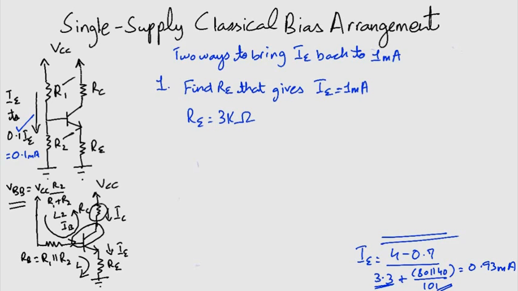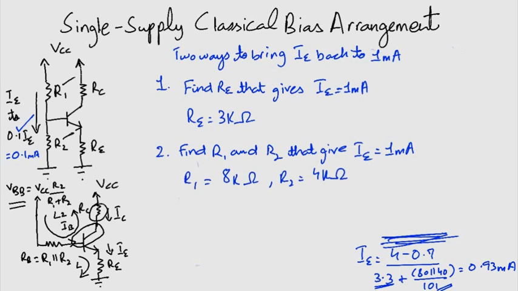Now in the second method, we change R1 and R2 to give us IE equals 1 milliampere. Again we use this equation. This gives us R1 equals 8 kilo ohms and R2 equals 4 kilo ohms. Now remember that RE does not have to be changed in the second method, and in the first method R1 and R2 need not be changed.